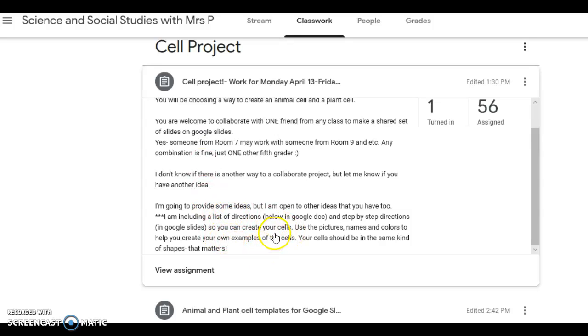So down below, you're going to see a list of directions of things you have to do. I have several examples of projects. They're not like the most perfect project ever, but they're examples I saved from last year.